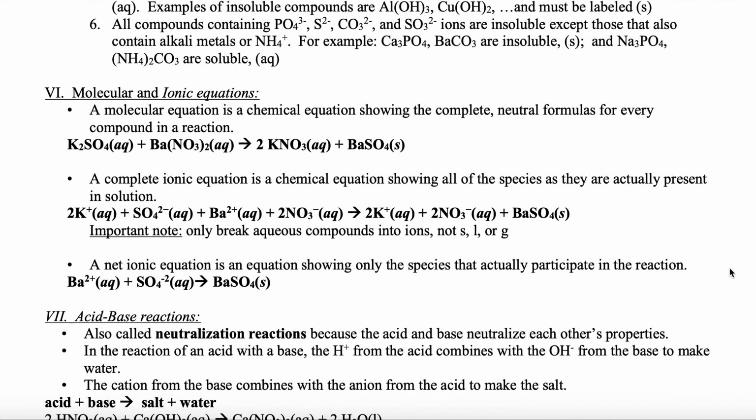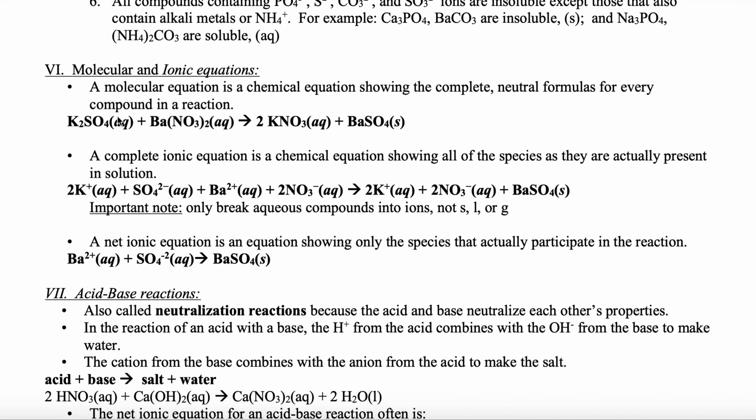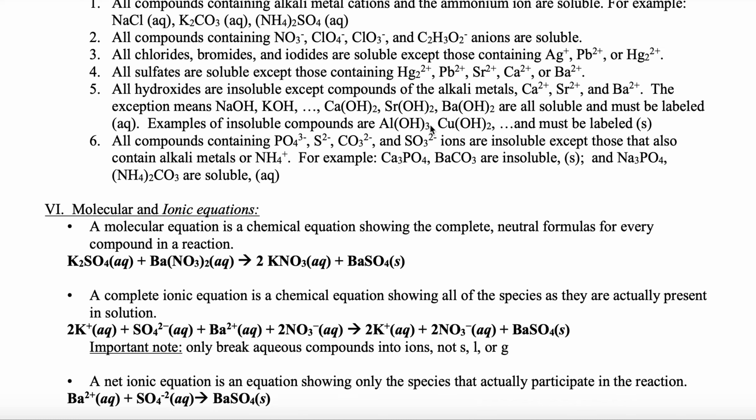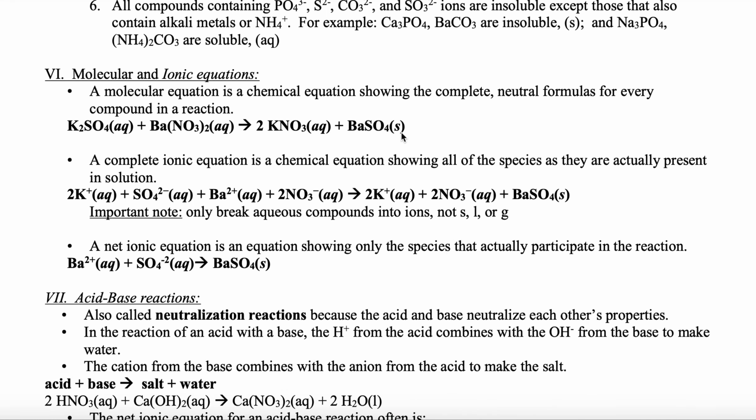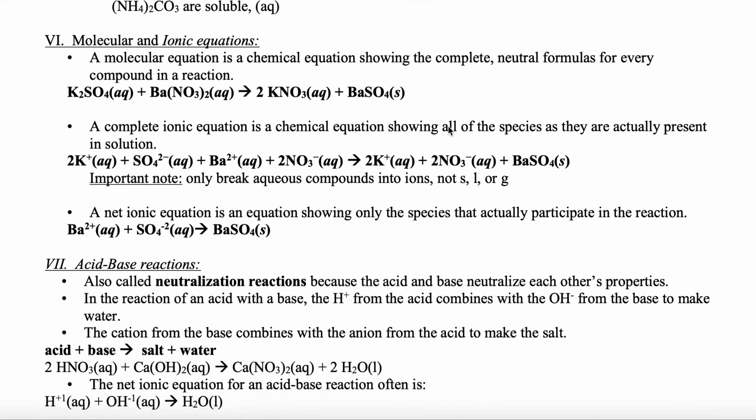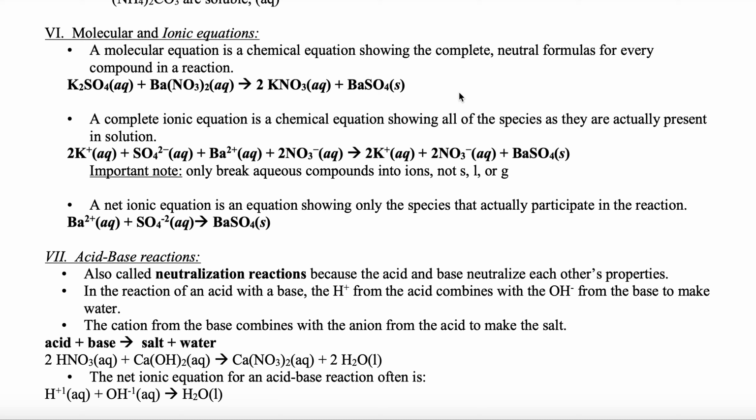Here's another example with double displacements. And the product is barium sulfate. That's the insoluble one. That's not soluble. And if you read number 4, that will tell you right there. They are soluble except with the calcium or barium. So that's not soluble. We label that as solid. S is actually for solid. Everything else is soluble.